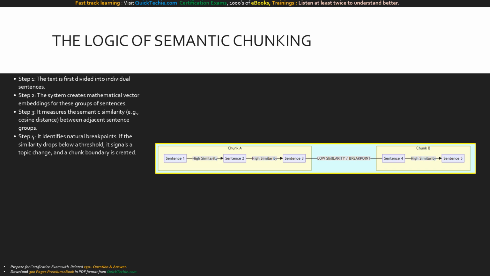This timeline perfectly illustrates semantic boundary detection. We see sentences 1, 2, and 3 have high similarity. They are grouped into chunk A. However, look at the transition between sentence 3 and sentence 4. The system detects a massive drop in similarity, a breakpoint. Because the topic shifted, the algorithm severed the connection, starting a brand new grouping, chunk B, with sentences 4 and 5. It's mathematical topic modeling in real time.